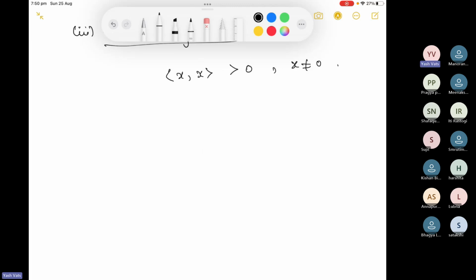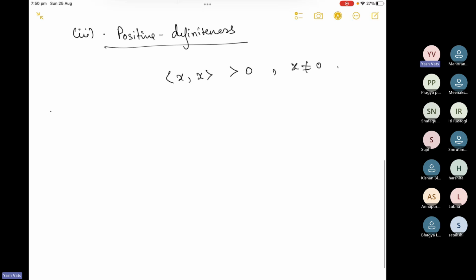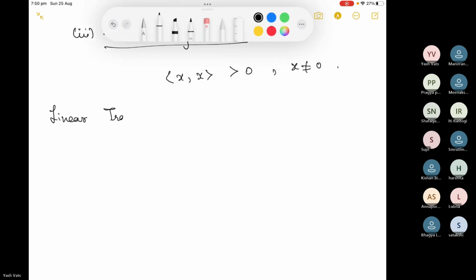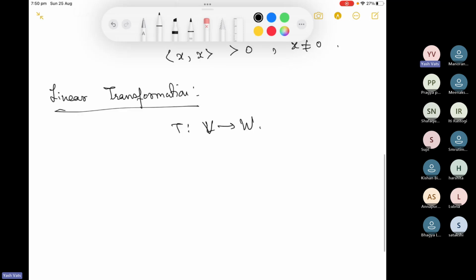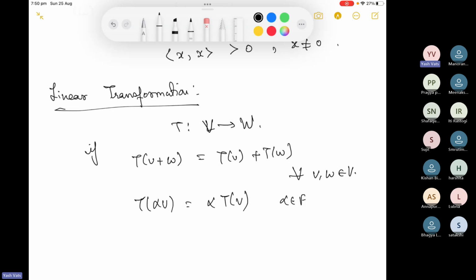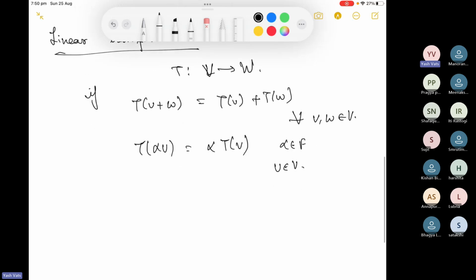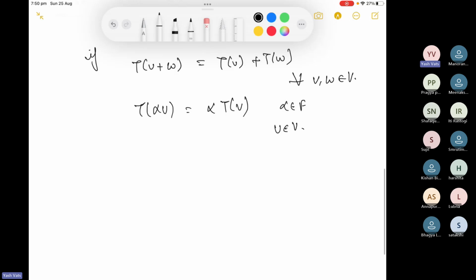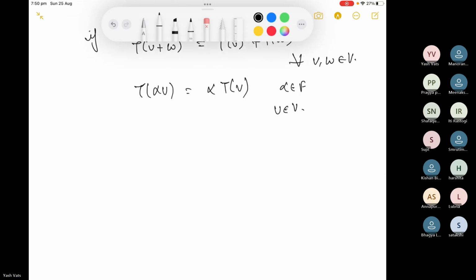Okay. So for this tutorial, we are going to discuss linear transformations and some questions on it. So what is a linear transformation? T is a linear transformation from vector space V to W if T(v plus w) is T(v) plus T(w) for all v, w in V, and T(alpha v) is alpha T(v) for alpha in F and v in V. If these two properties are satisfied, then T is a linear transformation. So you have to try some questions on that.